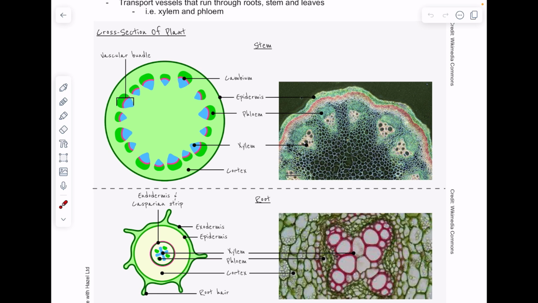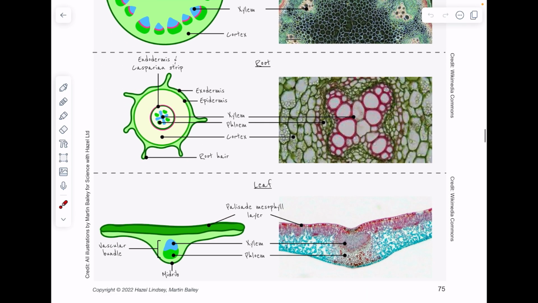Between them sits the cambium, and then on the edge of the stem you have the epidermis as well as the cortex. And whilst we have the diagram here, over here you see a light microscope image that's been stained in order to view these various tissues. Here's your xylem, your phloem, your epidermis, and then your cortex sits here.